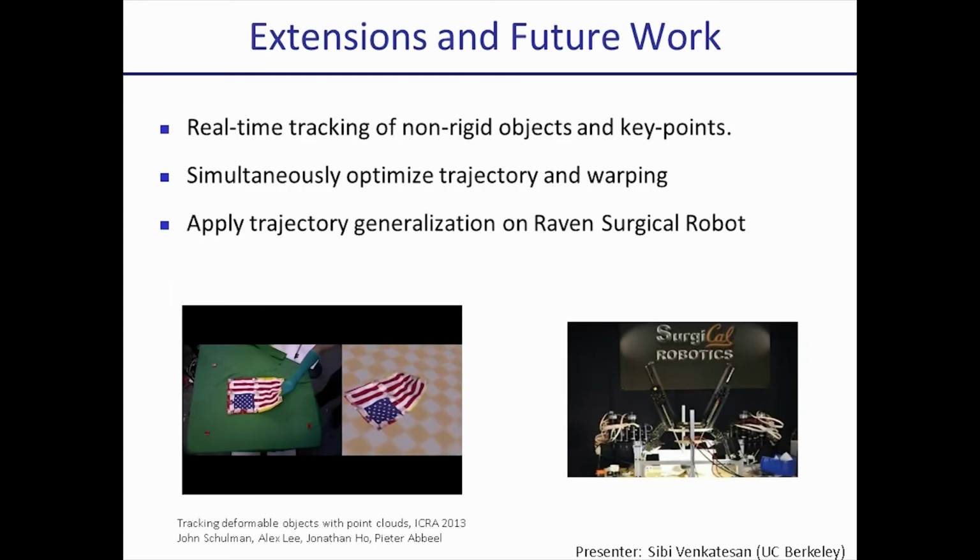Now I'll talk about a few extensions which could potentially improve our algorithm. First, we want to use real-time tracking, as you can see in the video on the left. With this, we could track both the non-rigid tissue and the key points in the scene over the different segments so we know where they are.